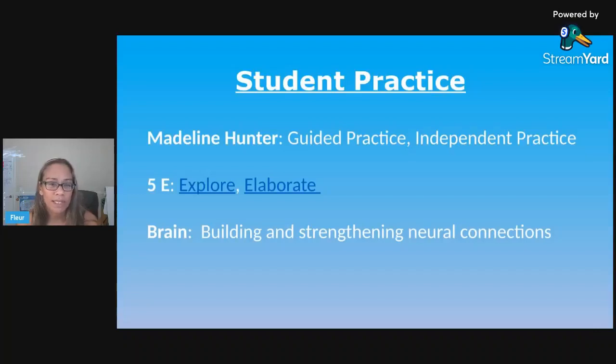One of the important things is that students need to practice what they learn and review it within the 24 hours of being taught it. And that will help them move it from working memory to short-term memory, and then making those links into long-term.